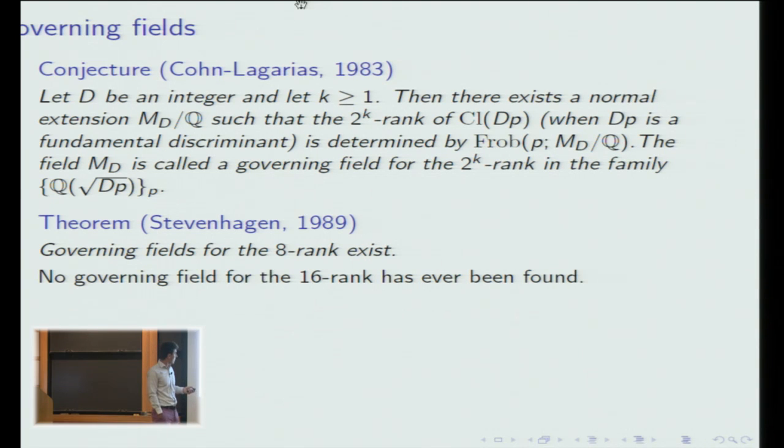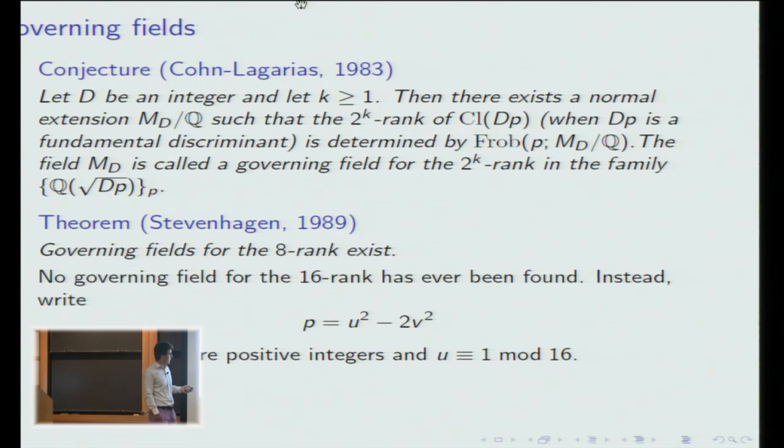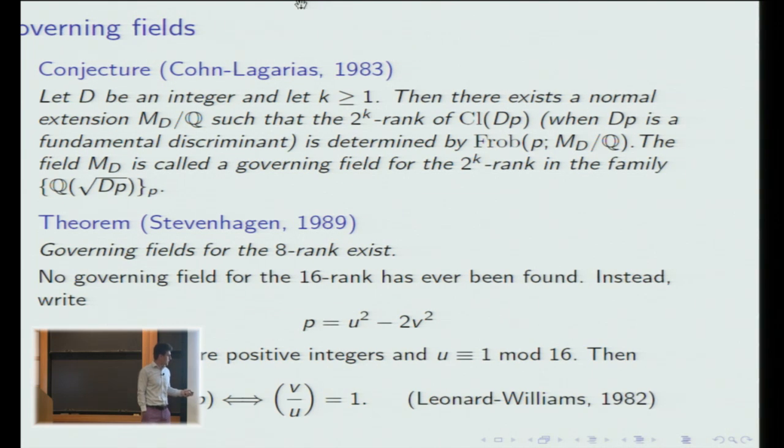However, no governing fields for the 16 rank have ever been found. So in my thesis, instead of finding a governing field for the 16 rank, I used another criterion. Write a prime number p as u squared minus 2v squared, where we take a prime that's minus 1 mod 16 for which 8 divides the class number, and u and v are positive integers and u is 1 mod 16.